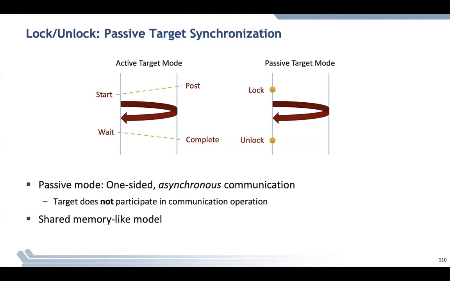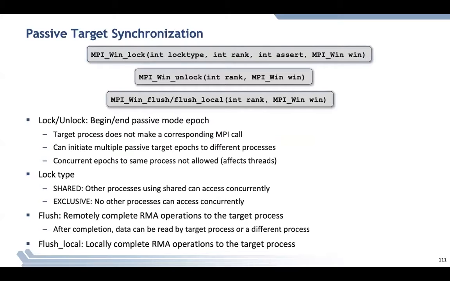The win lock takes a lock type as an argument. It is either a shared lock or an exclusive lock. It takes the rank of the target, and there is an assert which can be used for some performance optimizations that we won't cover here, but they are in the standard. And then the corresponding unlock is just the rank and the win.